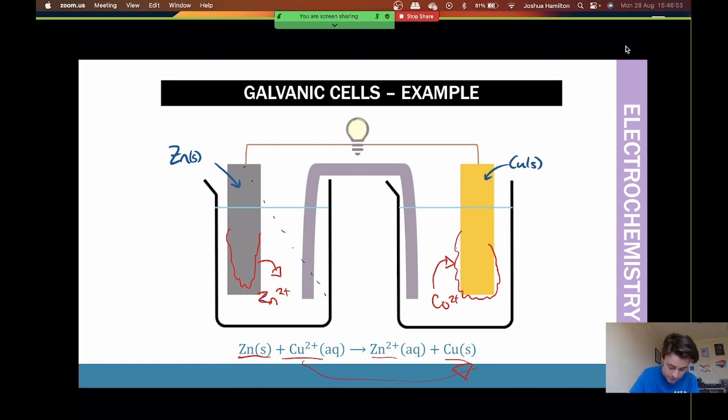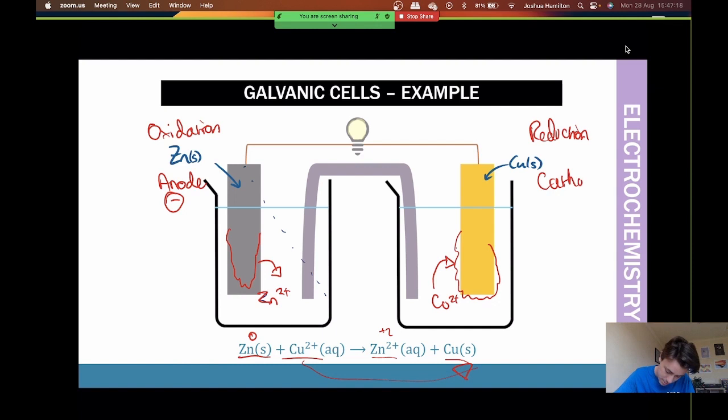Now, which of these is oxidation and which of these is reduction? Well, this goes from 0 to +2. So we've lost electrons. This is oxidation. So this here is oxidation. Being oxidation, this is the anode, and this is negative. Being reduction, over here, because we have to be opposites, this is the cathode, and this is positive. So oxidation, anode, negative; reduction, cathode, positive.